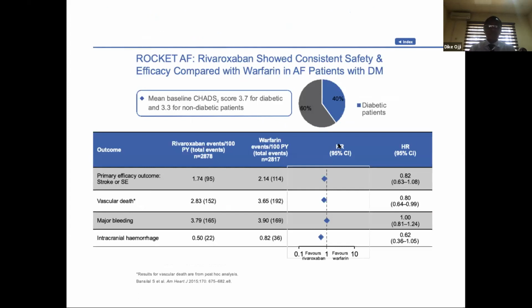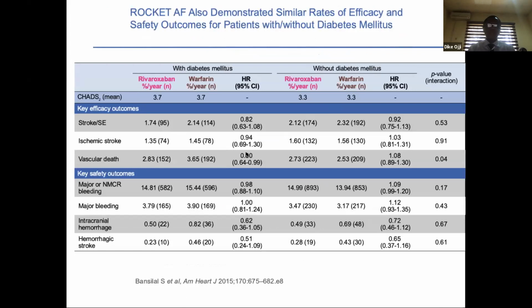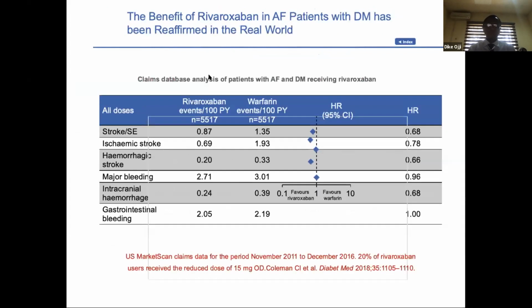Now, it has also been found in ROCKET AF that the diabetic subgroup benefited immensely from NOACs, especially rivaroxaban. So in diabetic patients with atrial fibrillation, we found from the study that rivaroxaban was very efficacious, as you can see. So I will try and round off, and this is a real world situation. Of course, this is not a randomized controlled trial. So in terms of preventing ischemic stroke and hemorrhagic stroke, you can see how favorable the profile is.